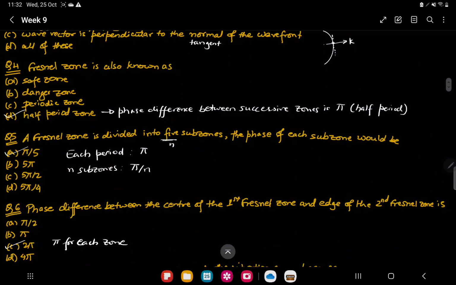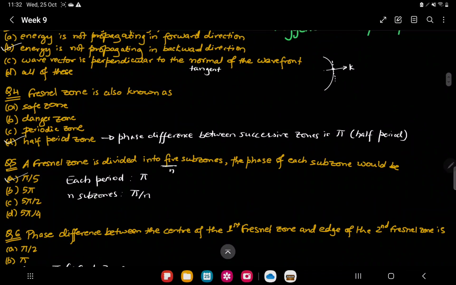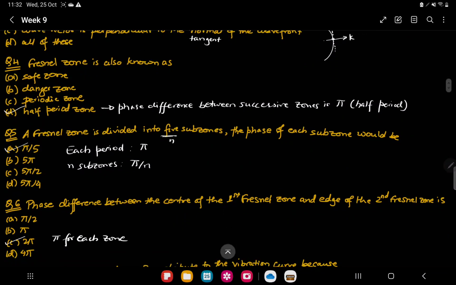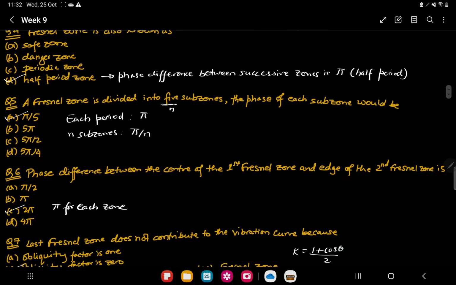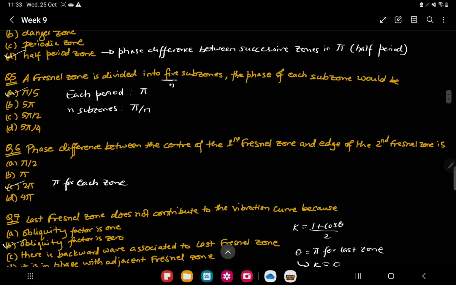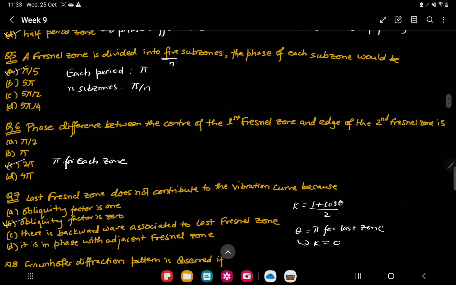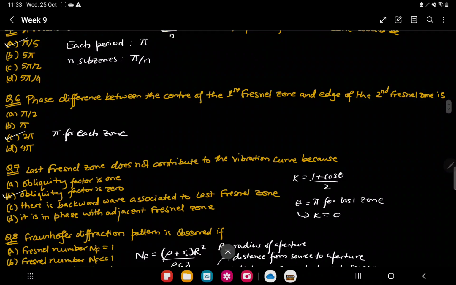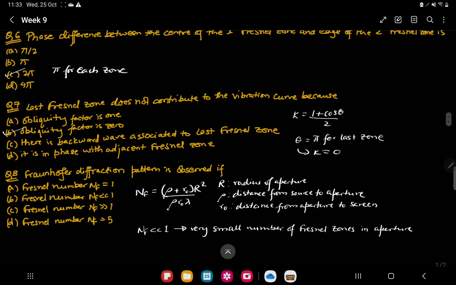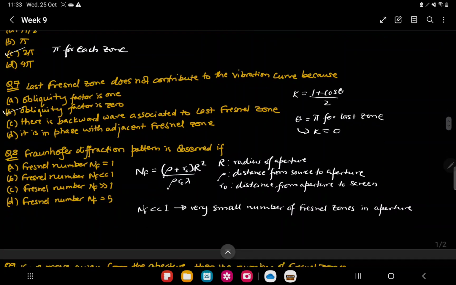And Fresnel zone is also known as half period zone because phase difference between successive zones is pi, which is half a period. One period is 2 pi. So if a Fresnel zone is divided into 5 subzones, then the phase of each subzone would be pi by 5. So if there are n subzones, phase of each subzone would be pi over n. And phase difference between the center of the first Fresnel zone and the edge of the second Fresnel zone is 2 pi because pi for each zone. Last Fresnel zone does not contribute to the vibration curve because obliquity factor is 0.